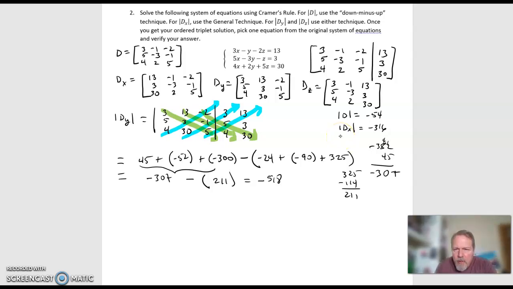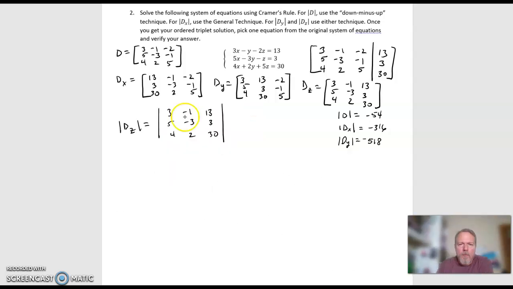So squeeze that in right here. The determinant of the D sub y matrix is negative, here, I'll just make some room here, erase my little scrap work, negative 518. All right, I'm going to hit pause, erase this, and we'll do the D sub Z matrix with the submatrix manipulation, the general technique.